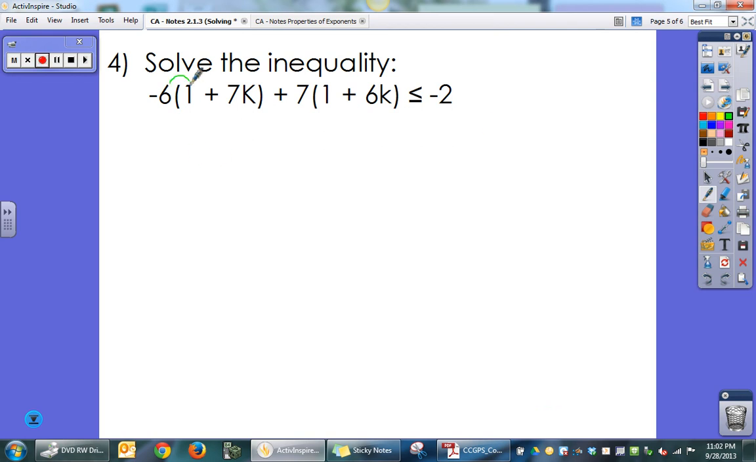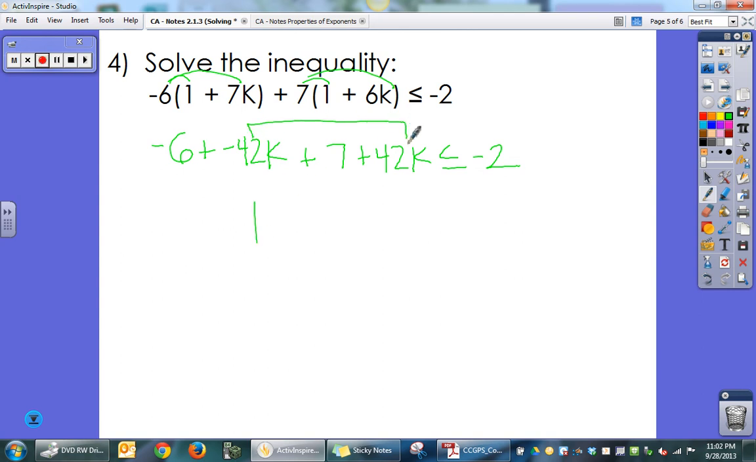Again, following correct order of operations, I'm going to simplify by distributing. I get negative 6 minus 42k, and then 7 when I distribute, plus 42k, less than or equal to negative 2. In this case, when I combine like terms, negative 6 and 7 become 1. Negative 42k and 42k cancel each other out. So when I combine these, I have 1 is less than or equal to negative 2. And that is not a true statement. Therefore, I have no solution.